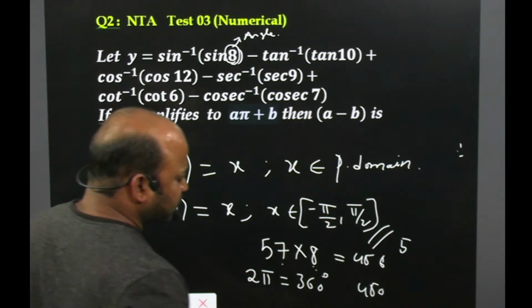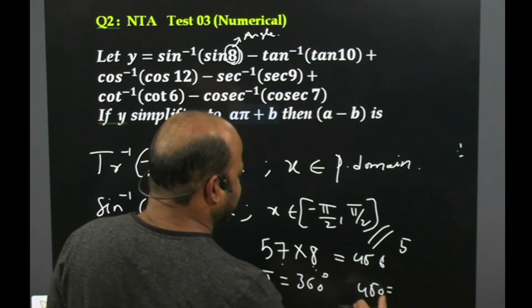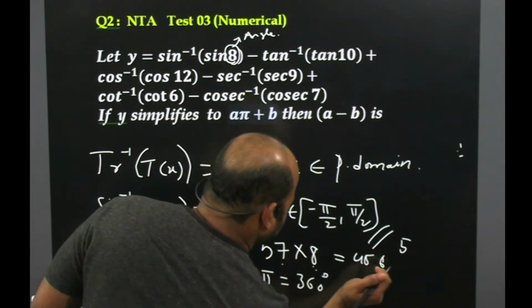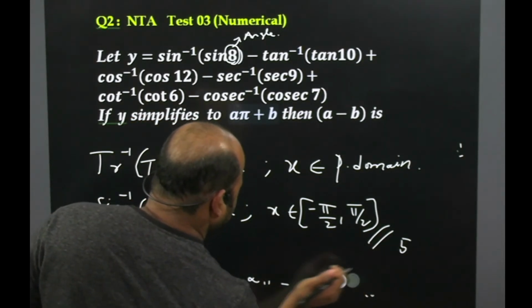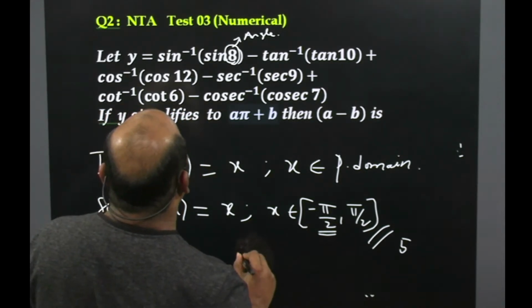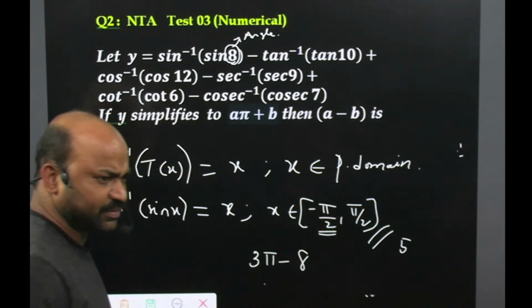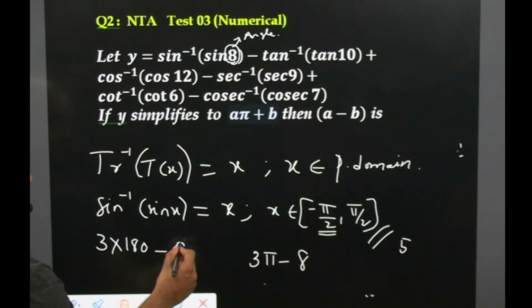So what? How much does this come to? Can you write it in terms of 2 pi, 3 pi? If I write it in terms of 3 pi minus, tell me how much can be written. Don't forget your x should be in this interval. So can I write that as 3 pi minus 8? Calculate and tell me. 3 into 180 approximately minus 8 means 456.